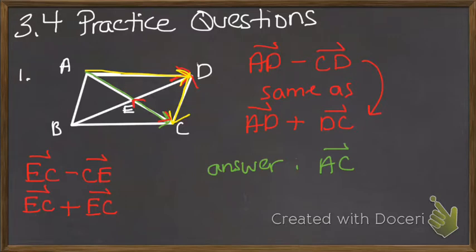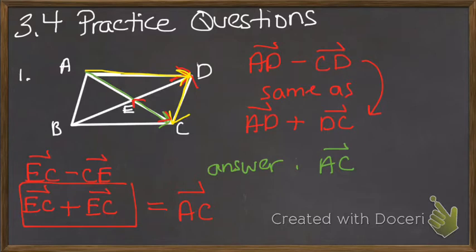Well, look at this. We have a vector added onto itself. So EC plus EC, well, we have two vectors that are added of the same magnitude. We just double that length. So what's a vector that is the same as twice EC? Well, that's the same magnitude as AC, right?